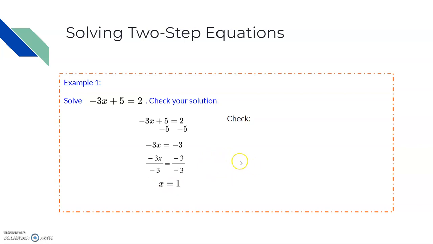So now we have to check it. We have minus 3x plus 5 equals 2. We substitute x with 1. We get minus 3 plus 5 equals 2. We get 2 on both sides, which is correct.